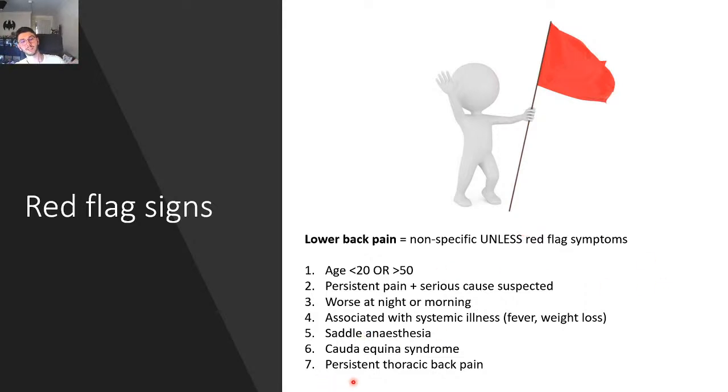Or if you have persistent thoracic back pain, because in the thorax you don't usually have pain. It's not that much of a load-bearing joint, so it could be a tumor, it could be metastasis, it could be a pathological fracture. So if it's quite high up, that's also quite uncommon.